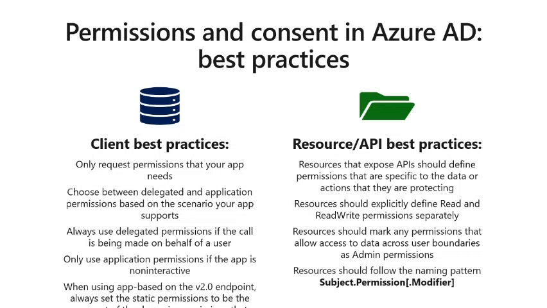So choose carefully. Always use delegated permissions if the call is being made on behalf of a user. You only use application permissions if the app is non-interactive, so let's say web APIs. When using an app based on the v2.0 endpoint, always set static permissions to the superset of dynamic permissions.